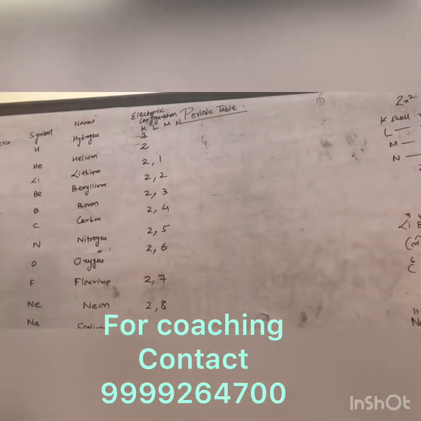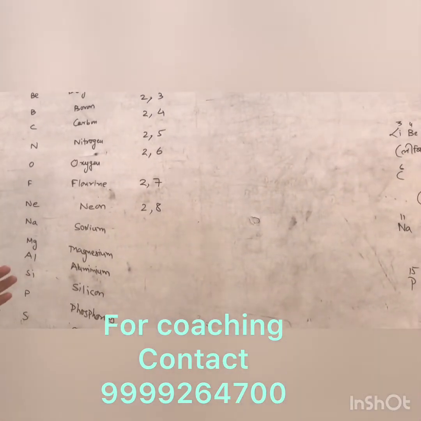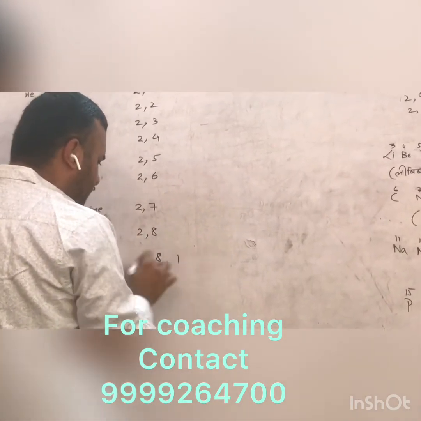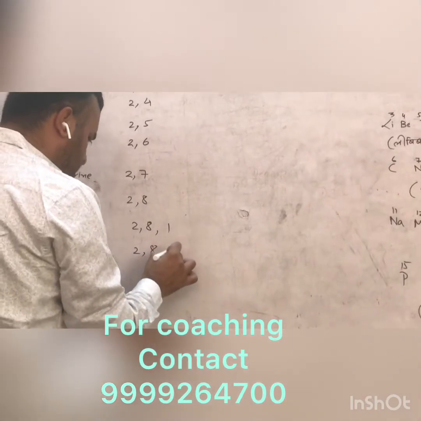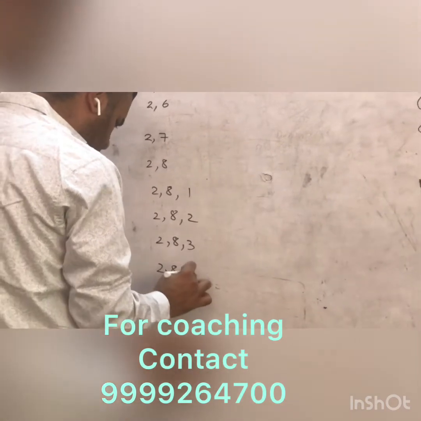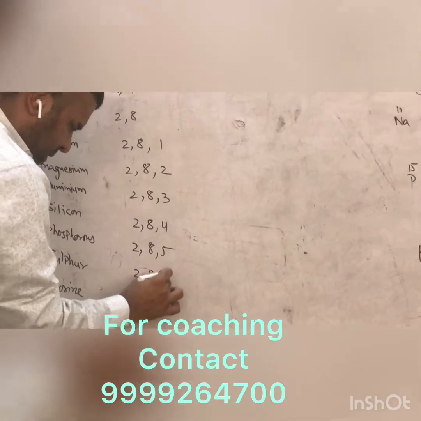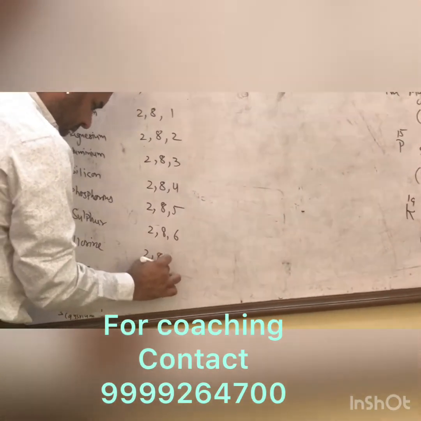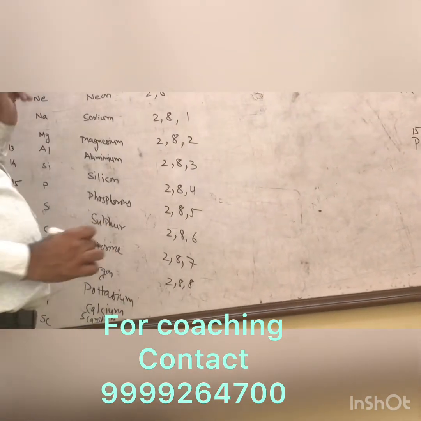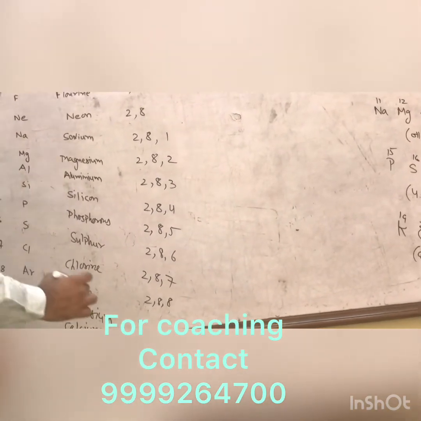Now sodium, number 11. 11 is the atomic number. Number of protons are also 11. And the number of electrons in that case are also 11. So it won't be 2, 9, it would be 2, 8, 1. Magnesium 2, 8, 2. Aluminium 2, 8, 3. Silicon 2, 8, 4. Phosphorus 15, 2, 8, 5. Sulfur number 16, 2, 8, 6. Chlorine 2, 8, 7. Argon, it's a noble gas. Helium, neon as well as argon, these are noble gases.